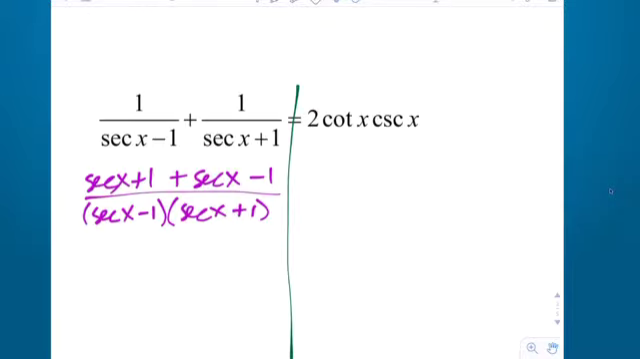Now, if you look at the right side, which is your target, how are we doing? Are we making progress? Kind of hard to tell, right? But I'd say yes, because now we have 1 term on the left, 1 term on the right. That's looking good. But I need to somehow get rid of my secants and introduce cotangents and cosecants.